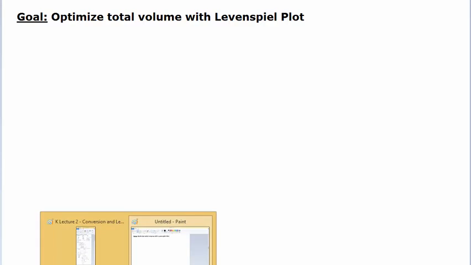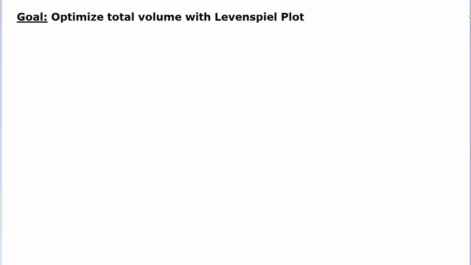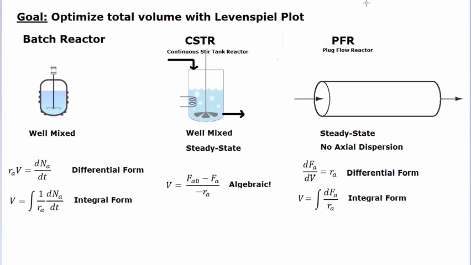The way we do this is first by taking those design equations that we had last time and putting them in terms of conversion. So this is what we came up with last time for the batch reactor, the CSTR, and the PFR. Remember, a design equation just relates the volume of the reactor with the reaction rate and the moles within the system. So here you see volume, here you see reaction rate, moles, and so on for each.